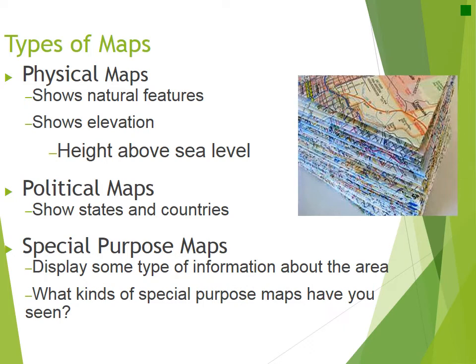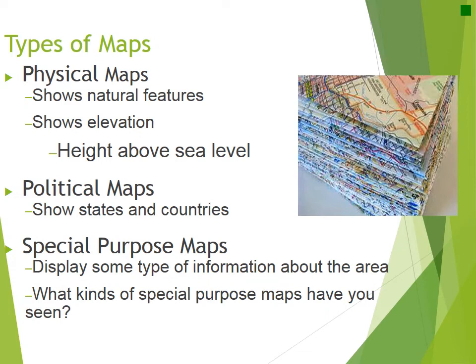You can see there are many different types of maps, and a lot of them are mixed maps that show a lot of these different things. But if we look at the main categories of maps, we're going to find that they are physical maps, political maps, and then special purpose maps. Physical maps show you what the land actually looks like.